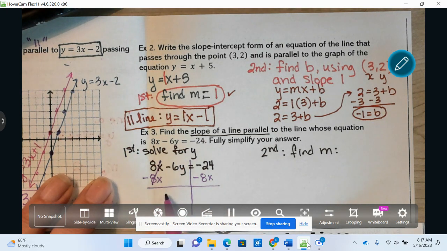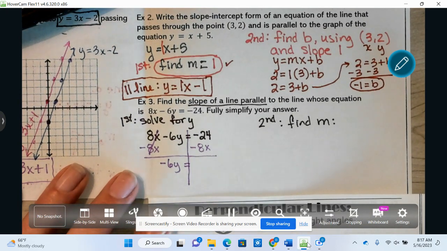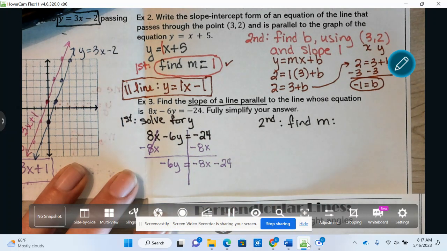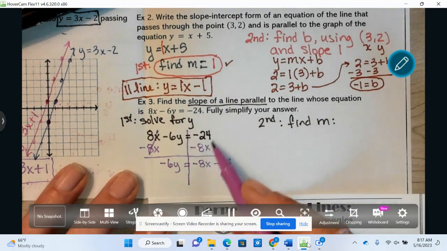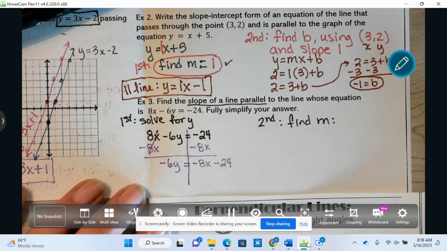So when I do that, I have negative 6y equals, and remember when you solve for y, you want the x term to come first. So I'm going to write the negative 8x first, negative 8x minus 24. That's really what I have there. Do not combine these two and say it's negative 32. That's not true, right? One of them has a variable and the other one is a constant. Still trying to get y all by itself. Now what do I do?